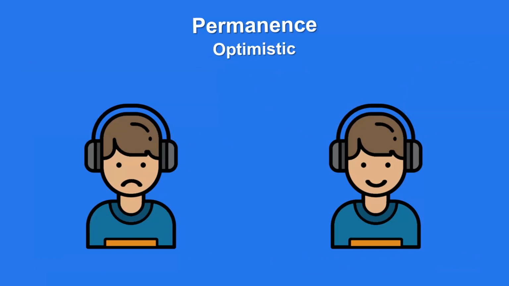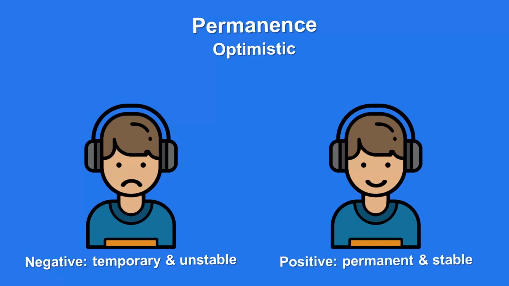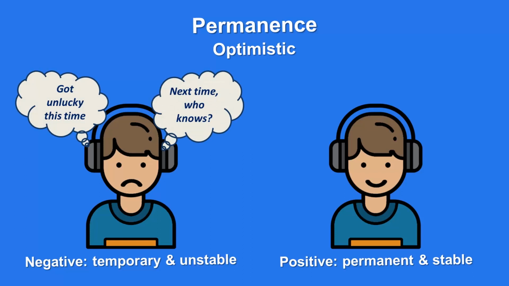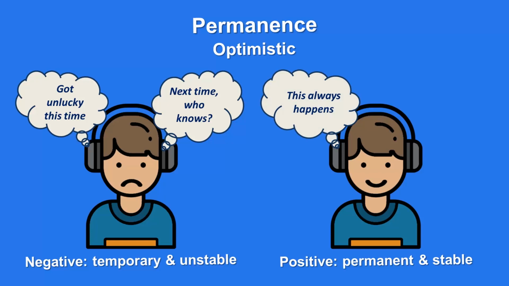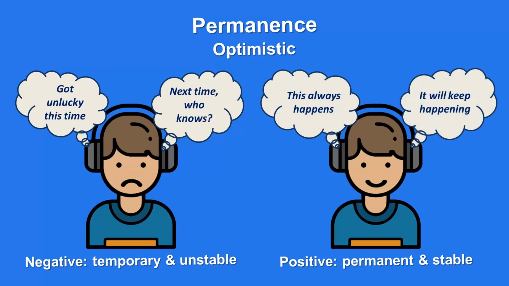Whereas an optimistic explanatory style regards the causes of negative events or setbacks as temporary and unstable, and the causes of positive events and successes as permanent or stable. Something bad happens, and it's because we got unlucky this time. Who knows what'll happen next time? And something good happens, and it's because that always happens. It's what we expected, and it's what we think will happen in the future.